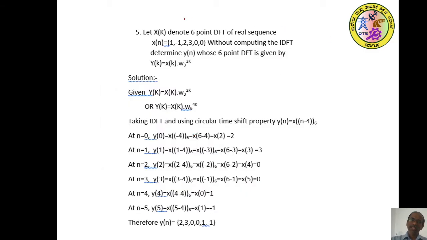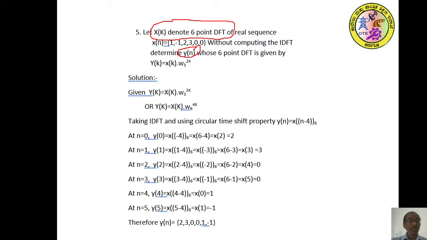Next question is, let X(k) denote the 6-point DFT of a real sequence x(n) = {1, -1, 2, 3, 0, 0}. Count the samples also. They have given 6 samples. We are happy. Now your question is to calculate y(n).